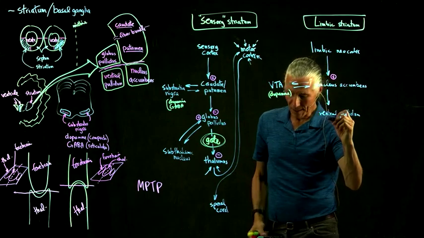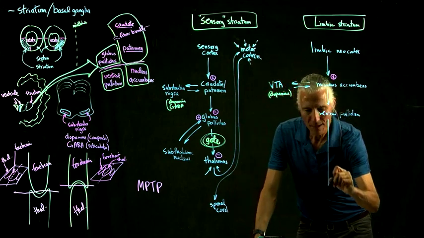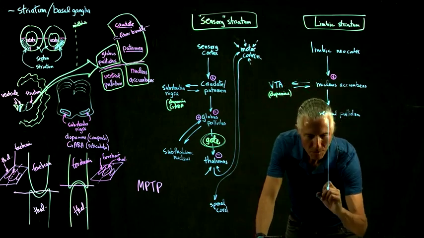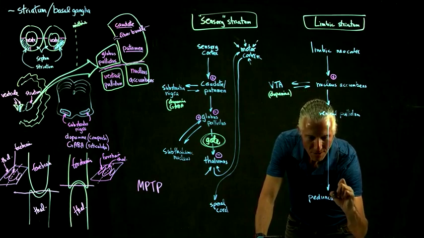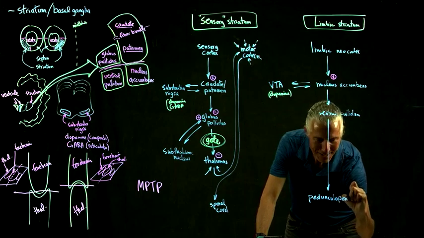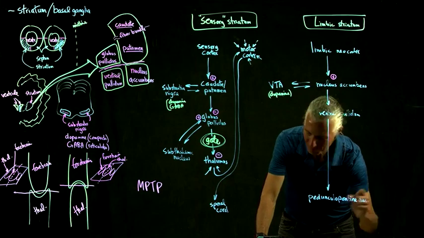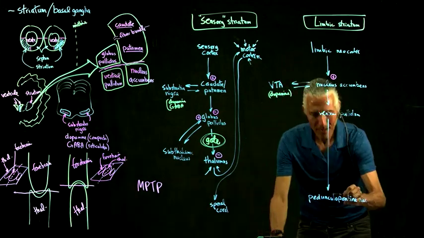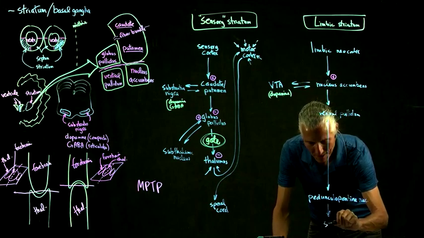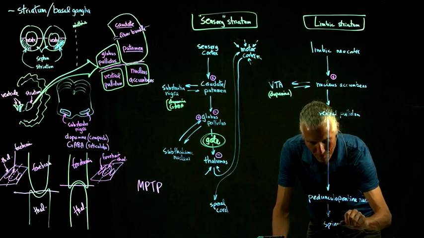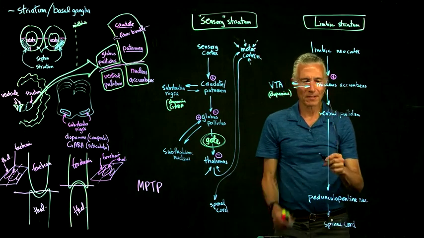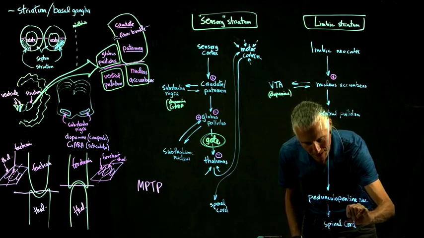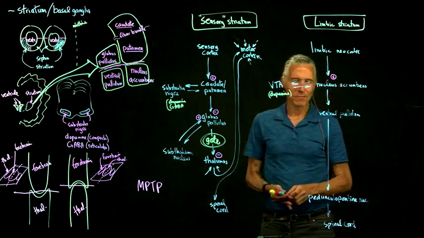And then this goes down to a structure that you probably haven't heard of called the pedunculopontine nucleus. I didn't even mention it in my earlier lectures. And that goes to the spinal cord. So that's yet another major motor output pathway, which I didn't mention when I was talking about the motor system. When I talk about the limbic system next week, I'll make a diagram of what's connected to it.